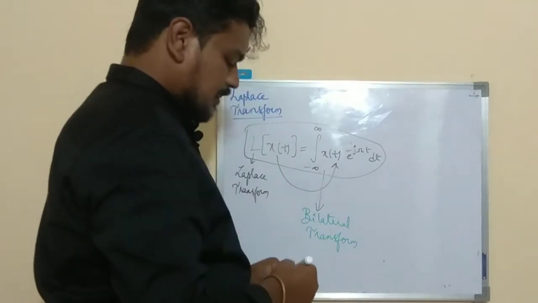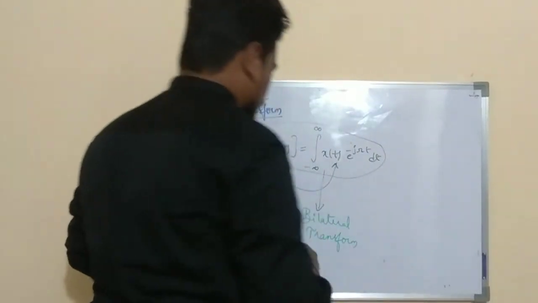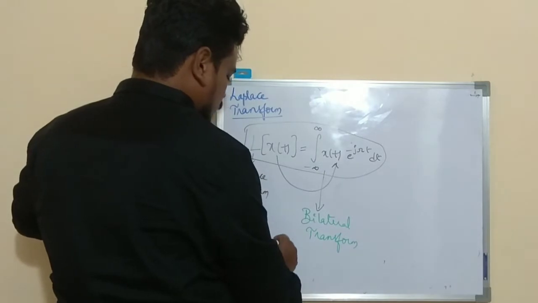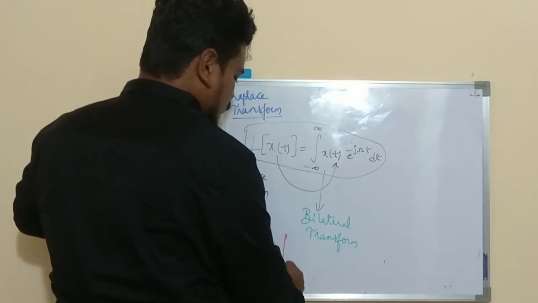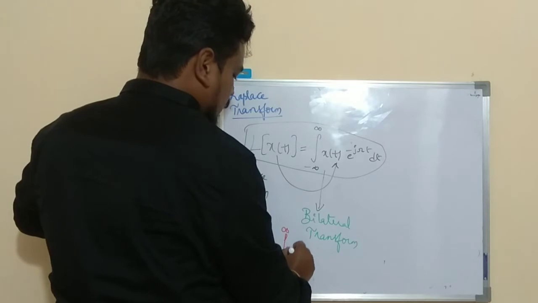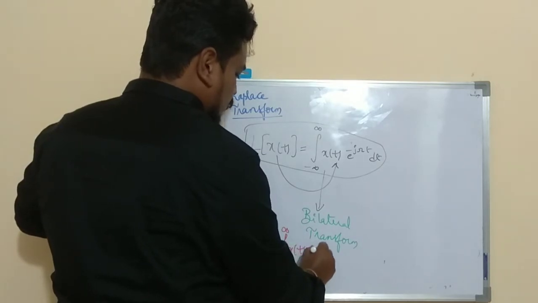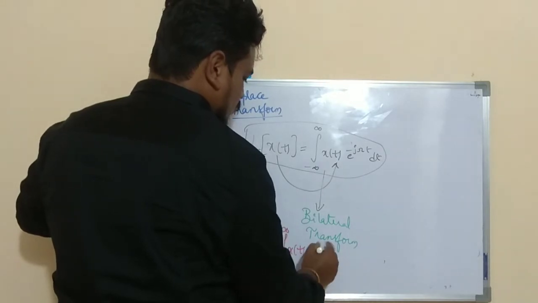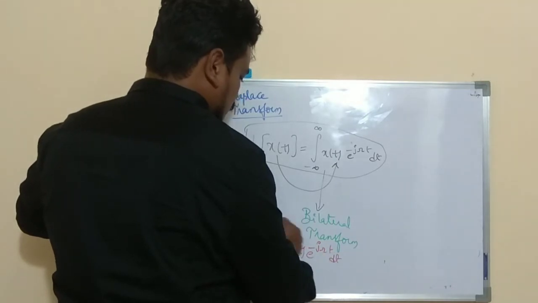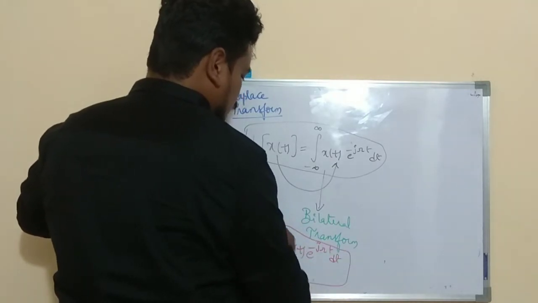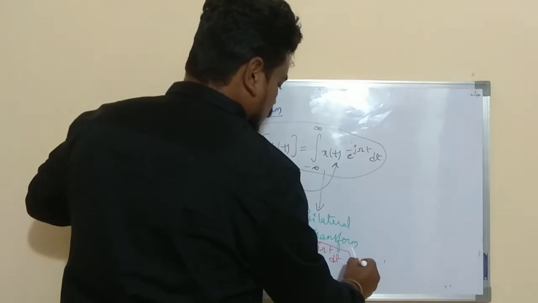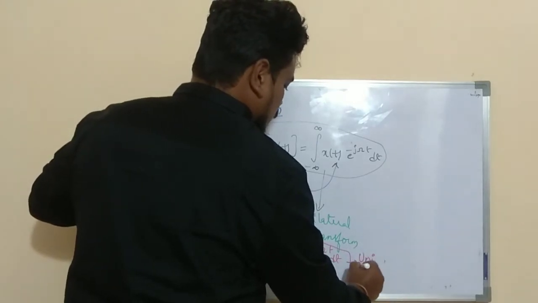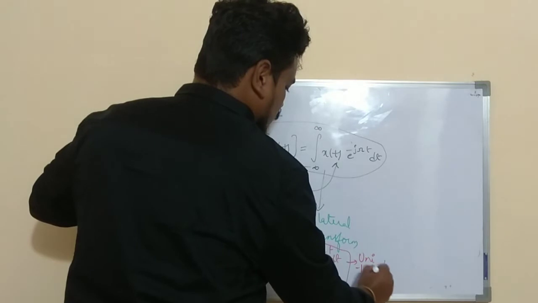Similarly, if the integration is running from 0 to infinity, in the same formula, x of t into e power minus st into dt, where s equals j omega, as I already told you, this particular thing is called the unilateral transform.